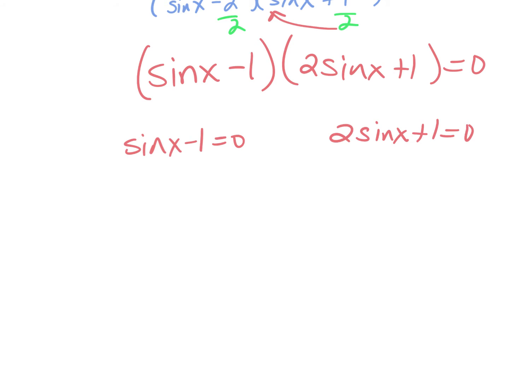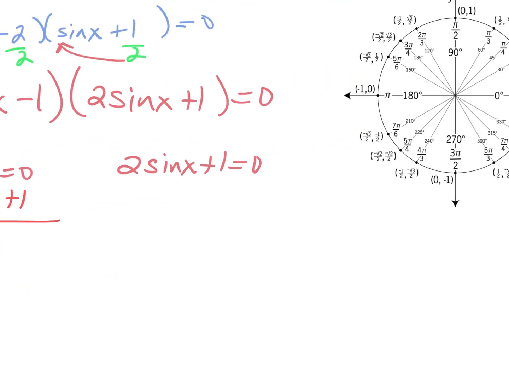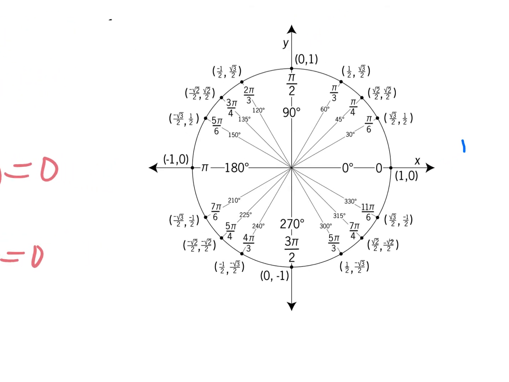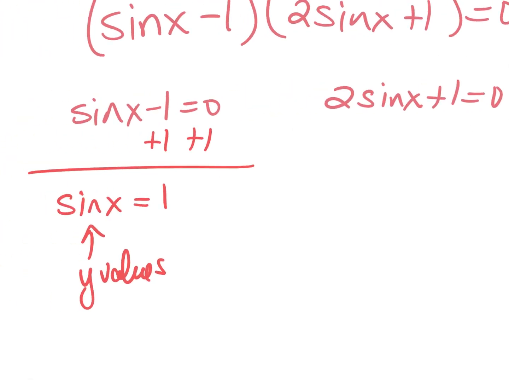On the left-hand side, what do I do? I'm going to add 1. So sine x equals 1. So I'm looking for y values on the unit circle that are 1. Go to your unit circle. Where are the y values positive 1? Pi over 2. Just one of them, pi over 2. So x equals pi over 2. Perfect.